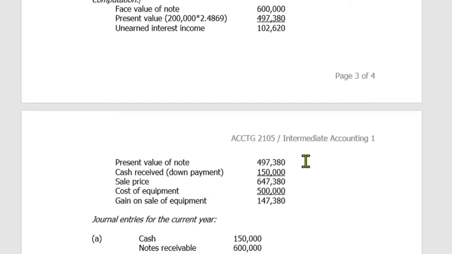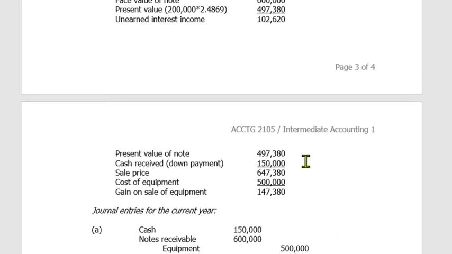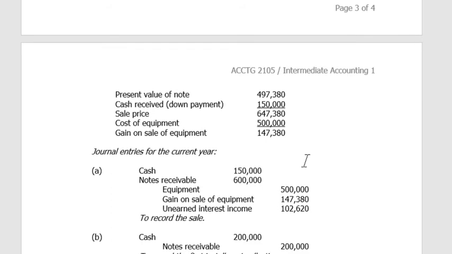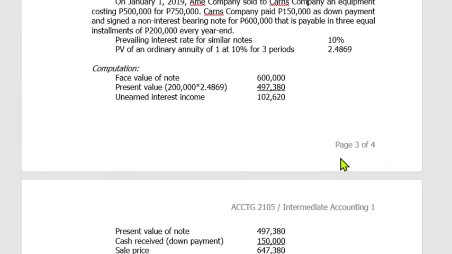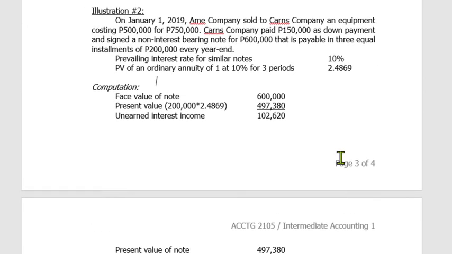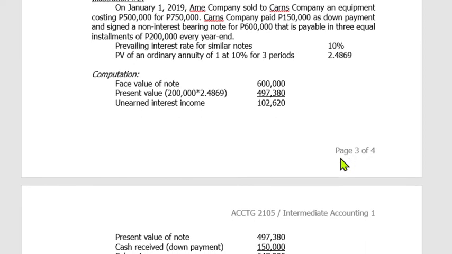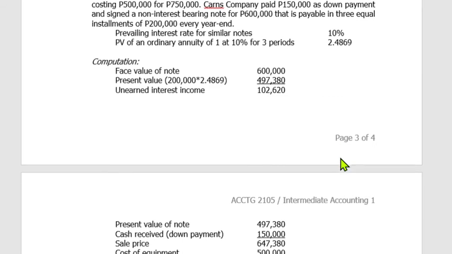Okay, using our analysis, let us journalize the transactions for the company. So, ito, you debit cash, 150,000. Ito yung na-receive mong down payment. You debit notes receivable, 600,000. Ito yung na-receive mong promissory note. You credit the equipment. Ano ba ito? The company sold, nagbenta siya ng equipment. Okay, nagbenta lang siya ng equipment, pero hindi talaga siya in a manufacturing of equipment.